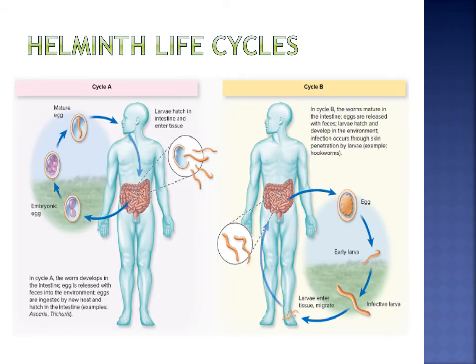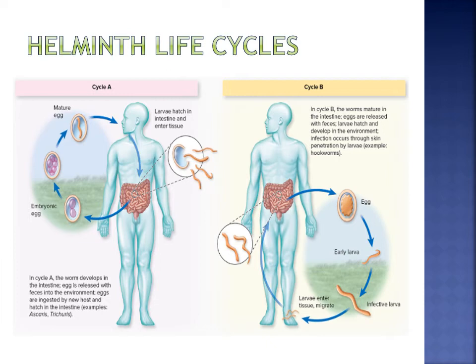So one thing that's important to note for helminths is the different types of life cycles. There are 4 that we'll have, and we'll refer back to these with the different specific helminths we'll look at. Starting with cycle A on the left, this is where the worm is going to develop inside the intestine of the host, and then eggs are going to be released from the host's feces into the environment. Those eggs then are ingested by the next host, where again the worm will develop.